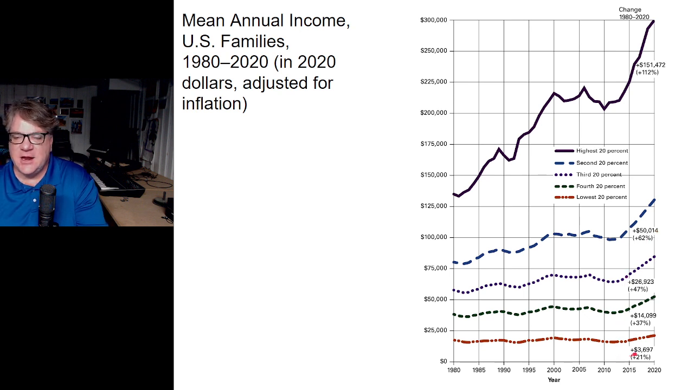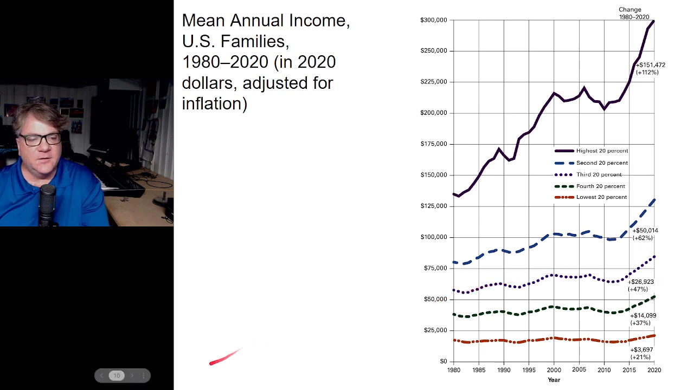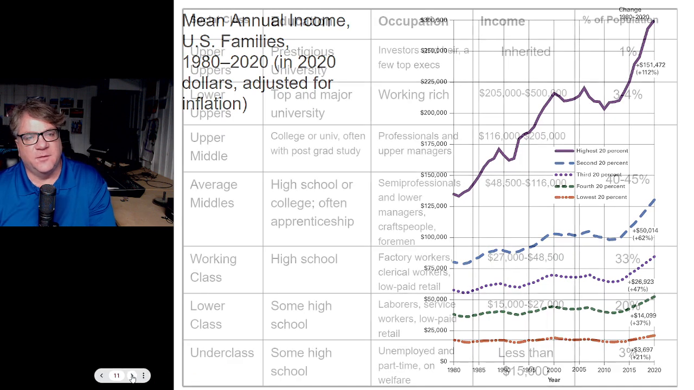So you can see here over time, there's a 21% increase for the poorest 20%, adjusted for inflation. So it's comparing apples to apples. But up here, that's a 112% increase. So the rich get much richer. The poor do a little bit better over time. And you can see that on up the ladder there. Okay? So let's go on and look at this a couple of different ways.